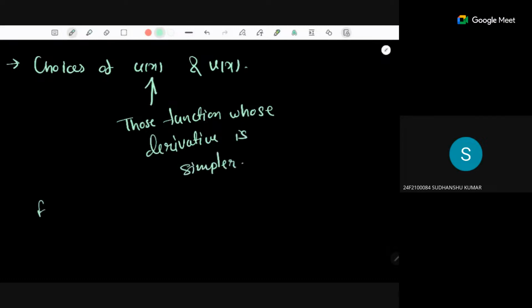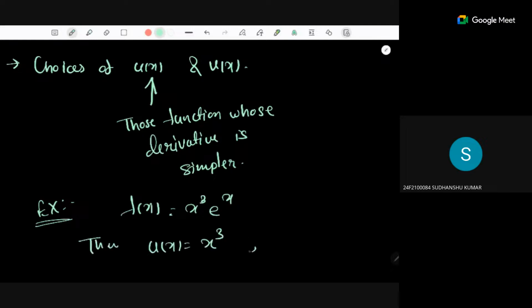For example, if I give you f(x) equals x cube times e to the power x, then the obvious choice for u(x) is x cube, because the derivative of u(x) becomes 3x square, and if you differentiate it again, it will reduce in some manner. And if you take the integration of e to the power x, it stays simple, because e to the power x is its own derivative.